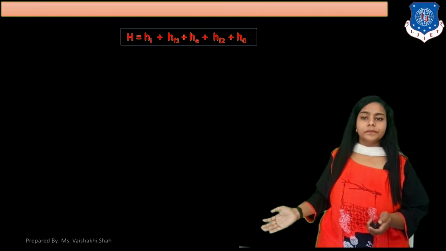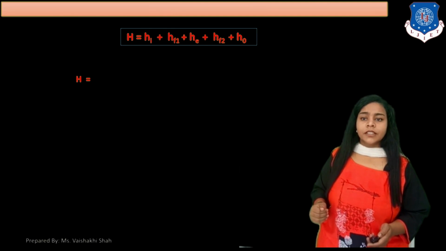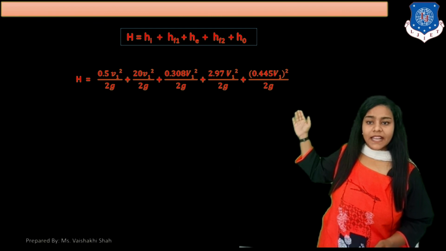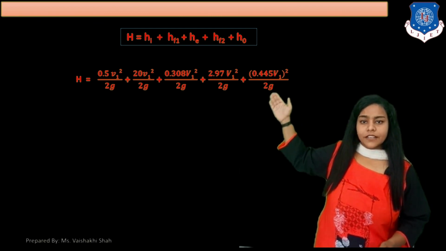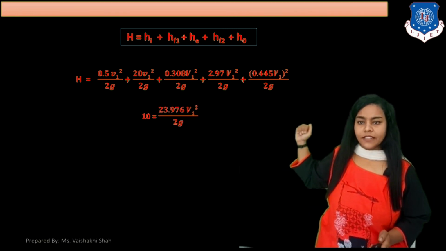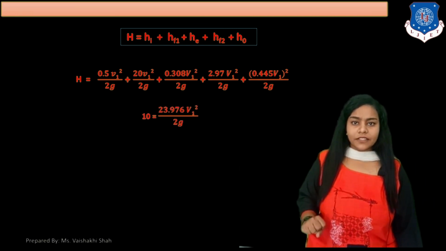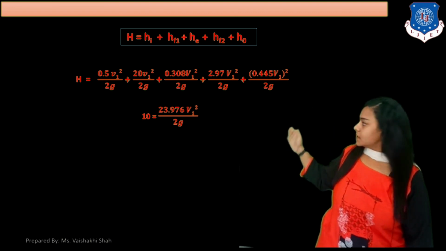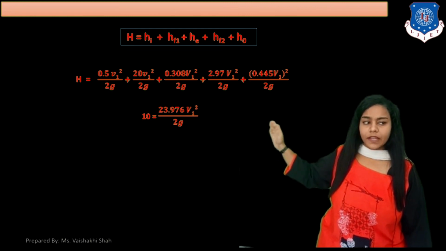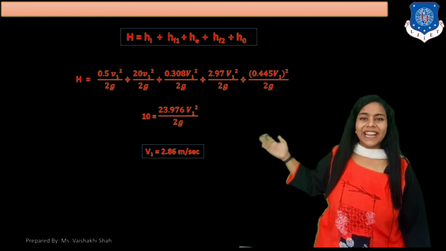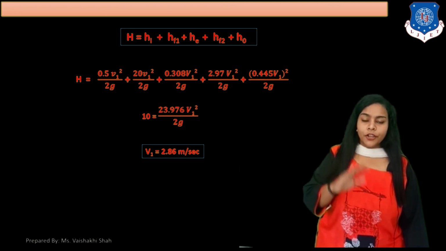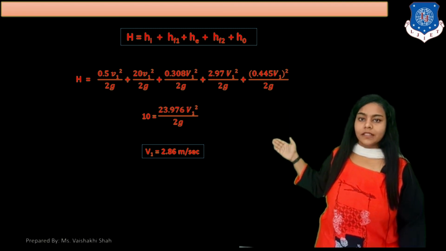So, total head loss, you can take the summation of all the values here. We have HI, HF1, HE, HF2 and HO. Placing the values here, you get the equation for H, and we have the value of H, which is 10, and this becomes 223.976 into V1 square divided by 2G. So, you get V1 equals 2.86 meter per second. You get the value of V1 by solving this equation.